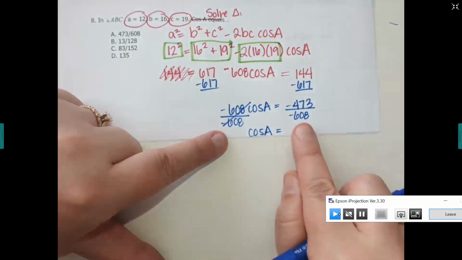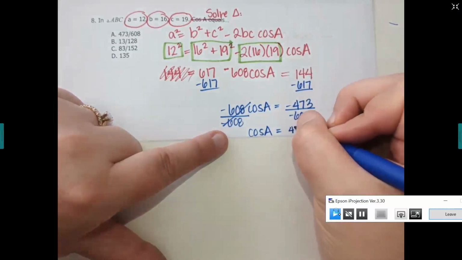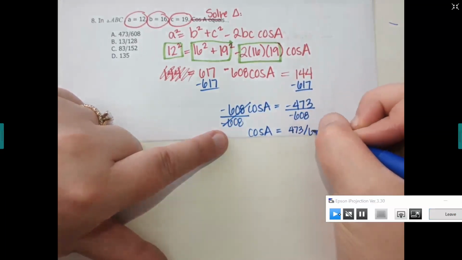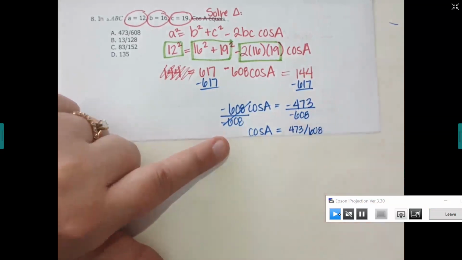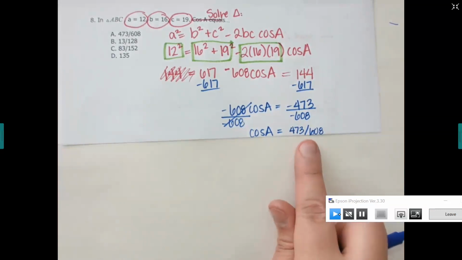And then I have a fraction over here. Do you notice that you have a negative divided by a negative? So how does that come out? Positive. So really it's just 473 over 608. But notice I'm not going to fix the fraction because what am I going to do to get rid of the cosine? Inverse cosine, or the cosine to the -1. So if I need to do an inverse cosine, I can do it on this as a fraction without changing.